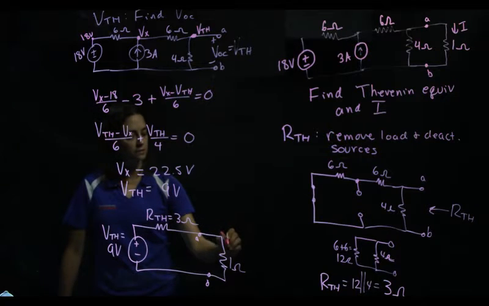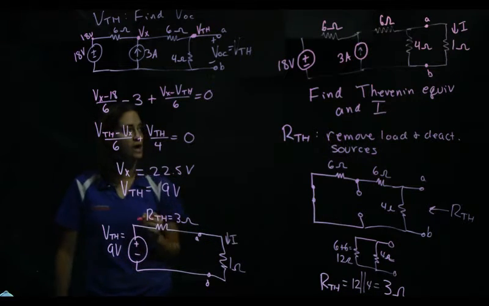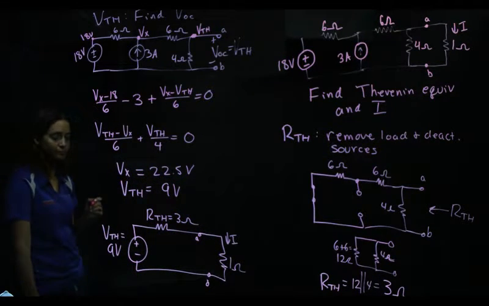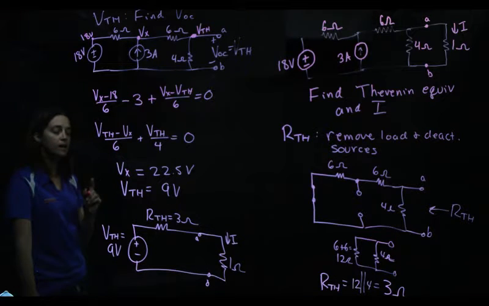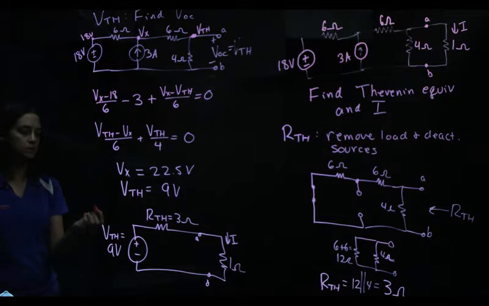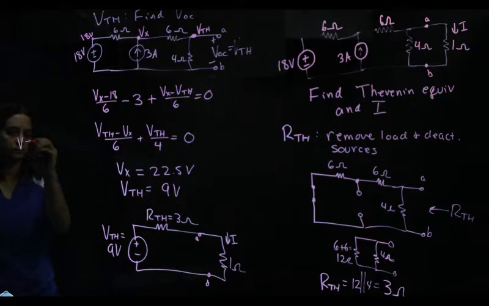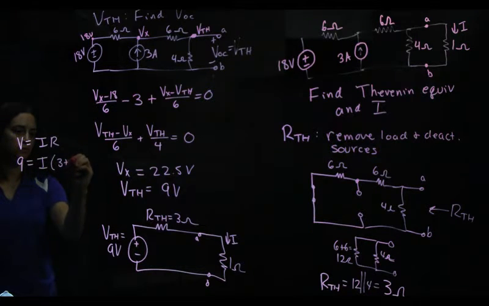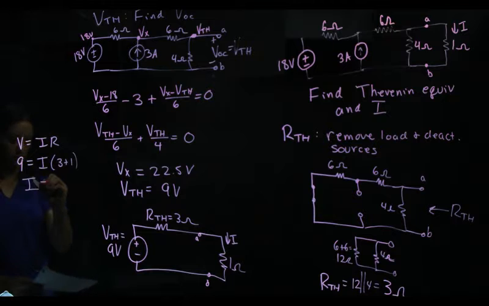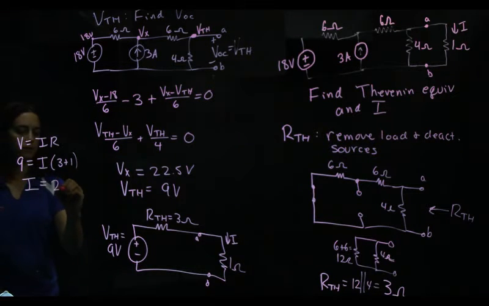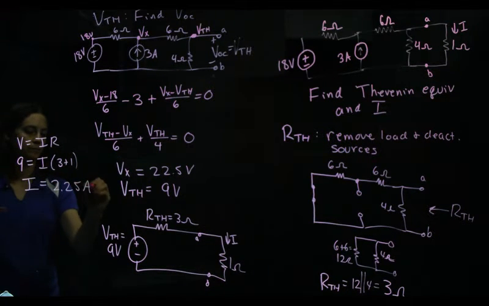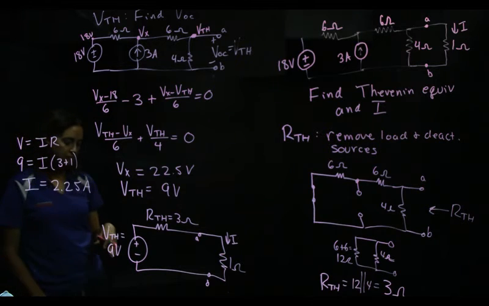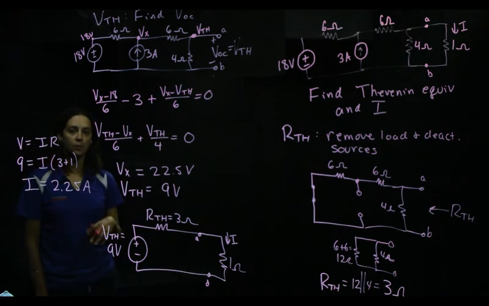We were also supposed to find I. I is still right there. And I is pretty easy to find now, right? R Thevenin and the 1 ohm are in series. V equals IR. So I have 9 equals I times 3 plus 1, or I equals 2.25 amps. So we'll do one more Thevenin equivalent example in the next video.